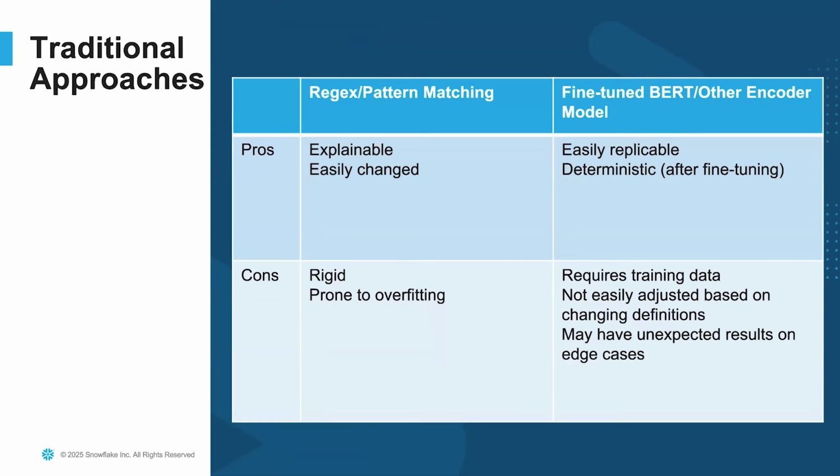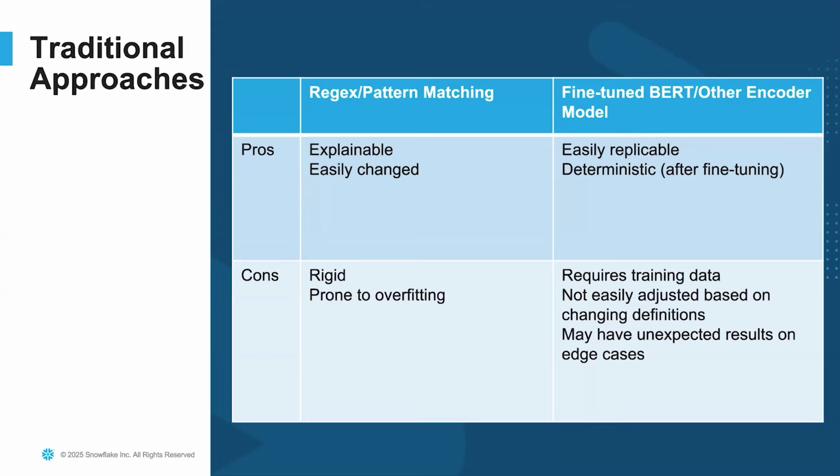The approach to this problem could be to use regex, which is very explainable. This is keyword based. It's easily changed, but it requires some iteration. You have to look at a lot of reports. You have to really understand what's in them in order to know what keywords to use. And you have to be very careful to avoid false positives if something's negated or if there's hedging in the report. So it's very rigid and very prone to overfitting. There may be a certain way of wording something that you've never seen before, and so your regex doesn't account for that. So this approach just isn't robust enough for very complex label sets.